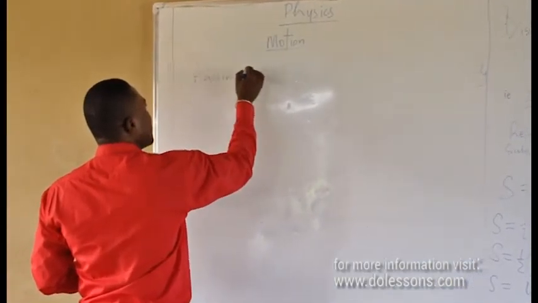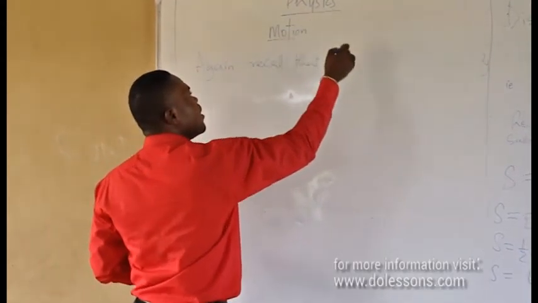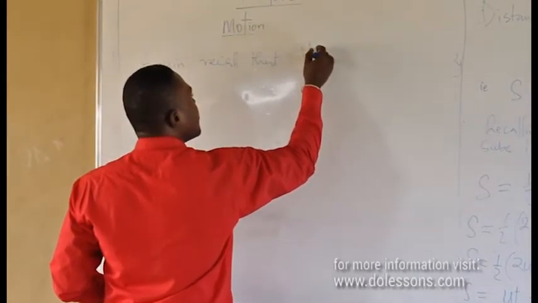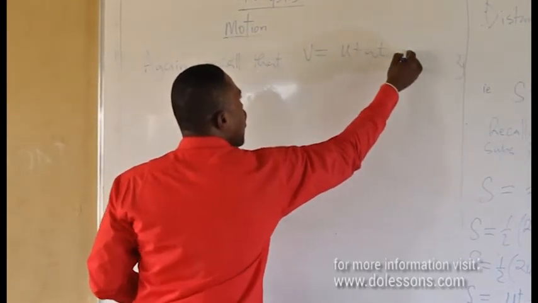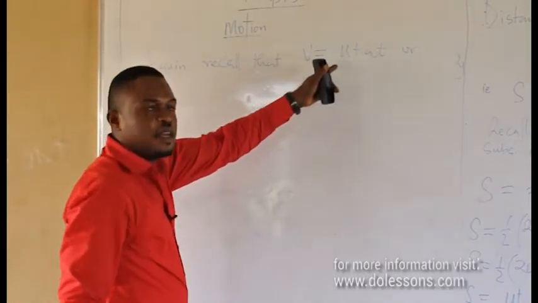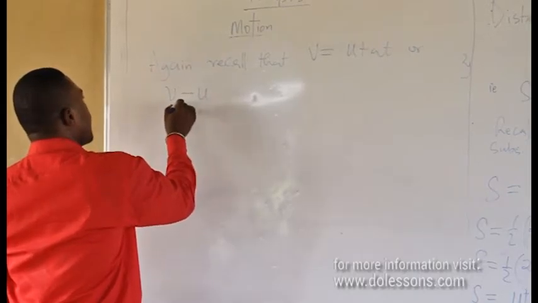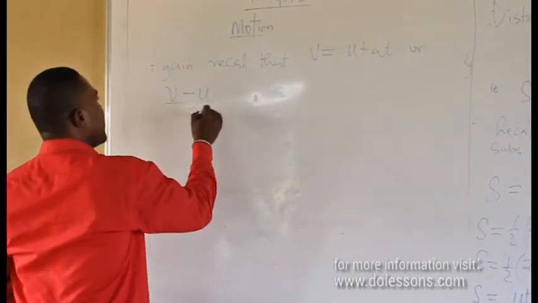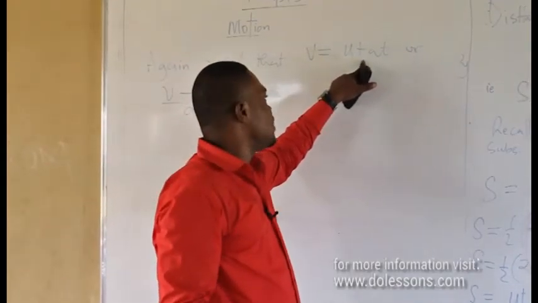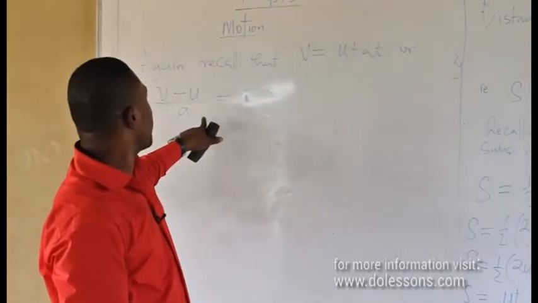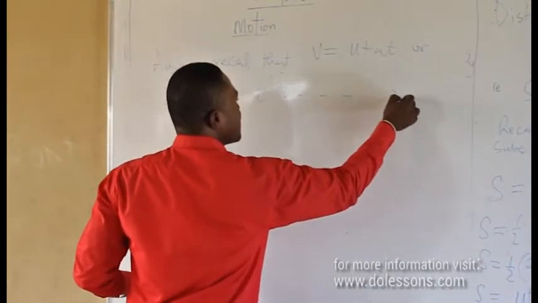Again, recall that v was equal to u plus at, or you can rewrite this as v minus u all over a is equal to t. That is from here. Make t the subject of the formula. You write it like this. You can call this equation star.